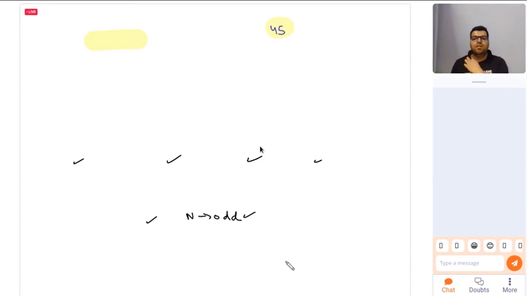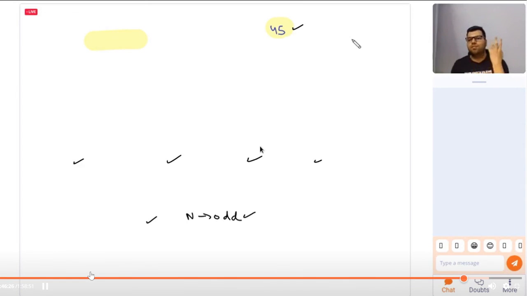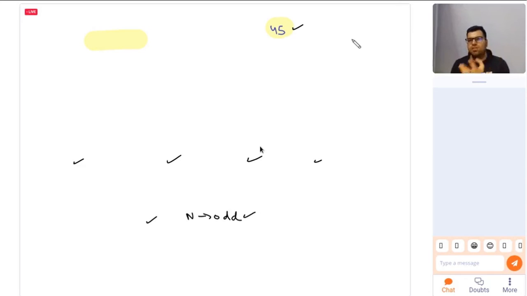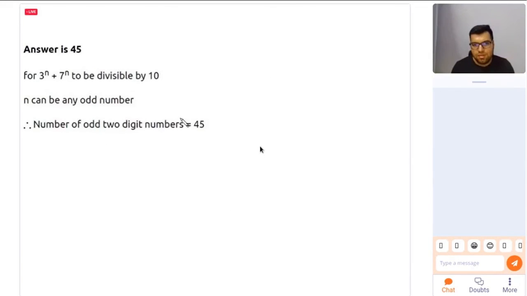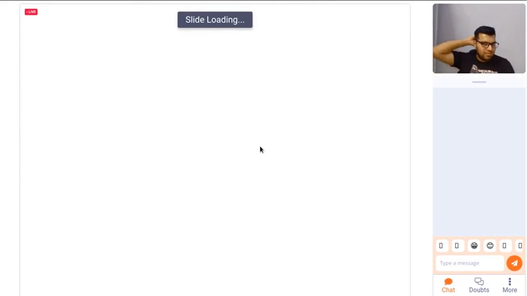So odd values of n, how many are there? There are 45 odd values of n. So there are 90 2-digit numbers, out of which 45 odd numbers are there. So number of 2-digit numbers which are odd is 45. Answer is 45. Very simple question, students. So answer is 45. So here they have written it directly. So n can be any odd number, but the reasoning behind this is this.